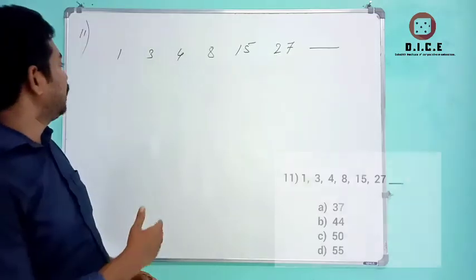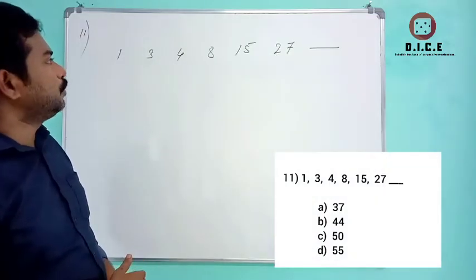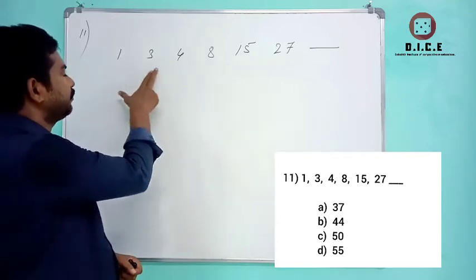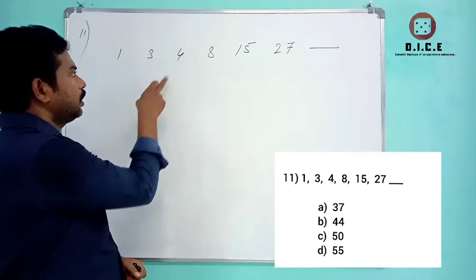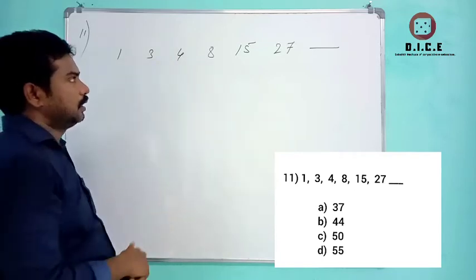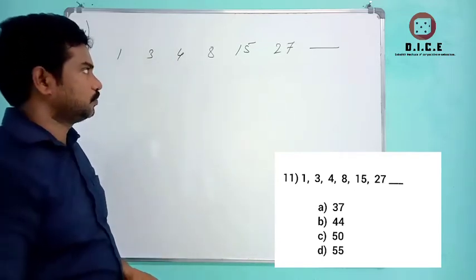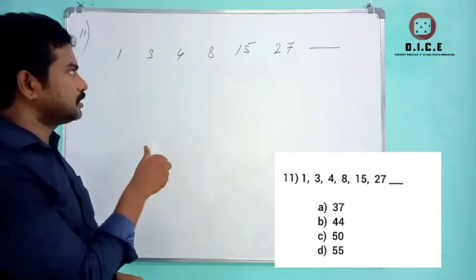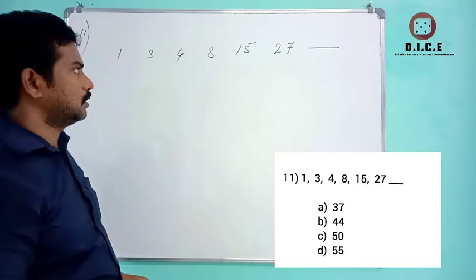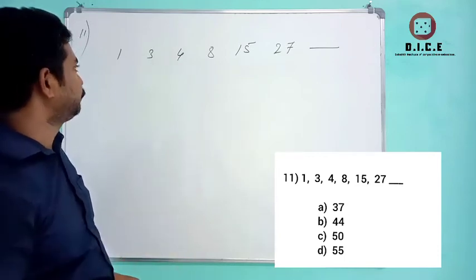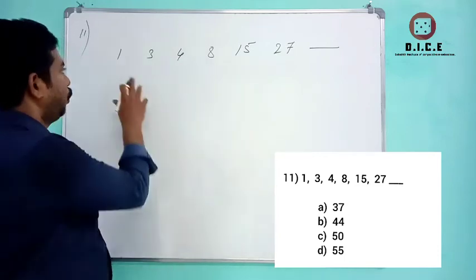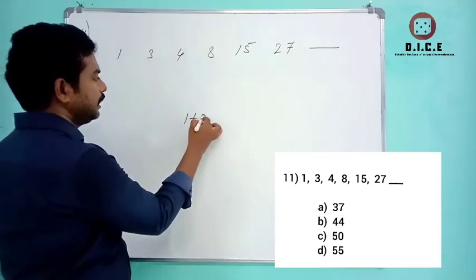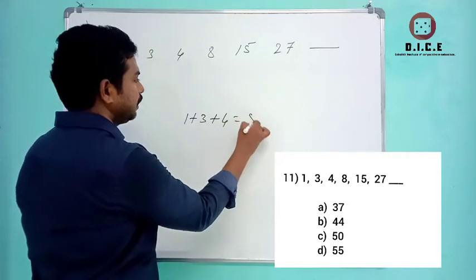So if you see question number 11 here: 1, 3, 4, 8, 15, 27. If you find the difference here, 1 and 3 the difference is 2, 3 and 4 is 1, and 4 and 8 is 4. Again, it confuses you a lot. So when taking the difference also we are not getting the answer, then definitely it's a case of some logic. So if you add the very first 3 numbers, 1 plus 3 plus 4, that is nothing but 8.